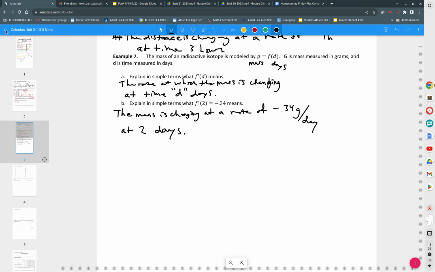Does this mean that it has lost 0.34 grams so far? No, you don't know how much it's lost so far. All you know at that single point in time is that it is losing at a certain rate. That's all you know at that moment. That snapshot, that picture. So that should be able to help you out with the rest of your assignment as you look through it. And tomorrow we have a very algebra intensive day.